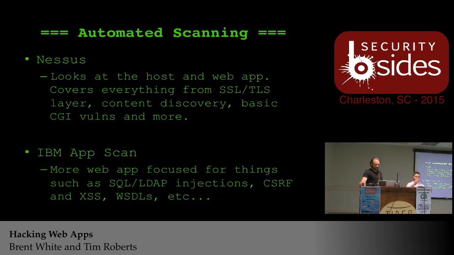Other automated scanners, there's several out there, but some of the ones that we go to on a regular basis. So we like Nessus. I like to use Nessus because it does a lot of quick checks on the host level. So it'll look at CGI, it'll look at SSL/TLS settings. It'll help find admin portals or backup pages, things like that.